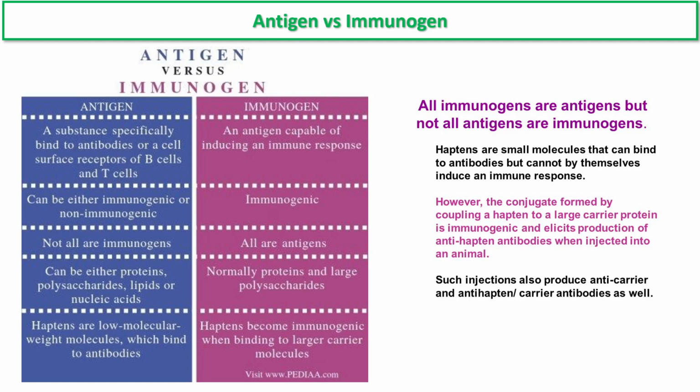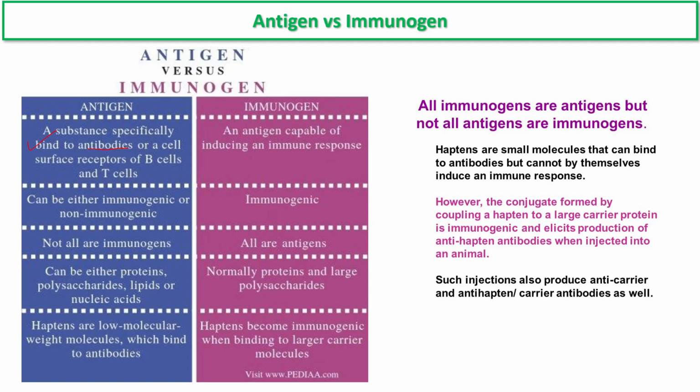There are two terms: first is antigen and the other one is immunogen. Both sound similar. People get confused between them and use them interchangeably, but these two terms are different. They are not the same. First we will see about antigen. It is a substance that specifically binds to antibodies or a cell surface receptor of B cell or T cell. Whereas an immunogen is an antigen capable of inducing an immune response. This antigen will bind specifically to antibodies on the surface of B cell or T cell.